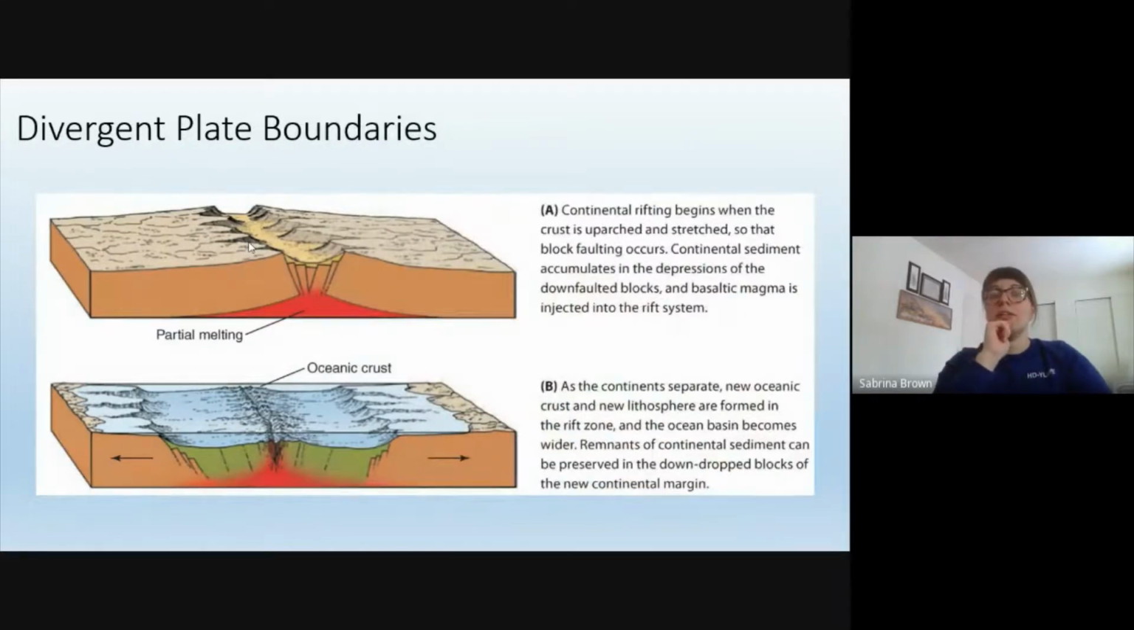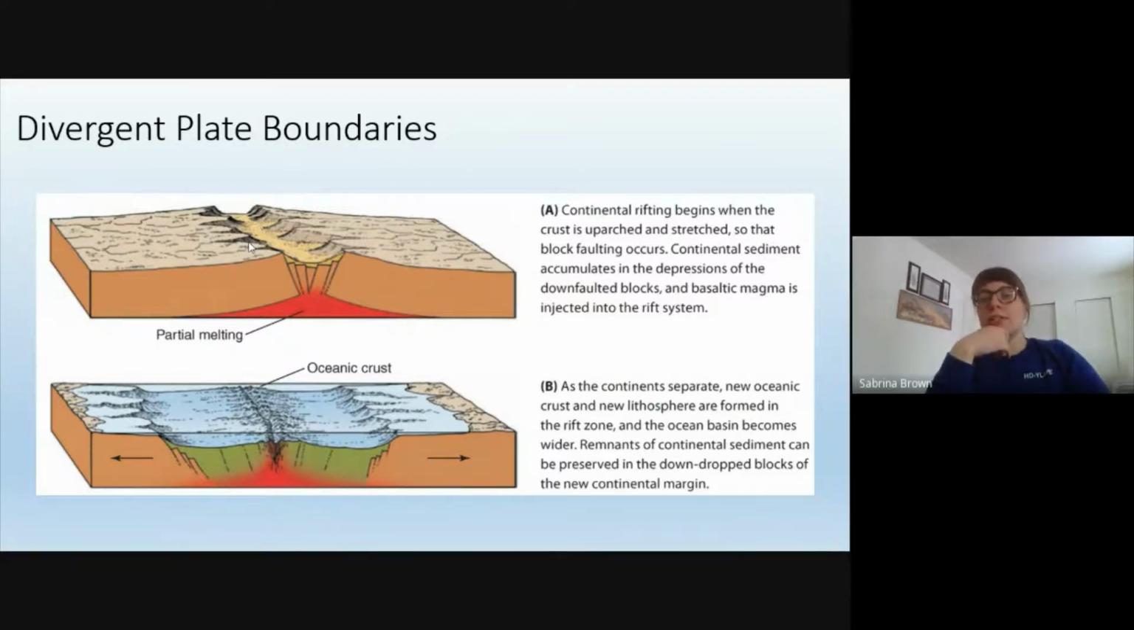Okay, so at divergent plate boundaries, this is where we, again, have the movement of plates away from each other. The important thing to note is this can happen, and it starts on continents, but it's pretty rare to see active divergence on continents, basically because our planet is covered in so much water. It's very rare to see continental rifting, but we do see it in Africa and a little bit in Greenland.